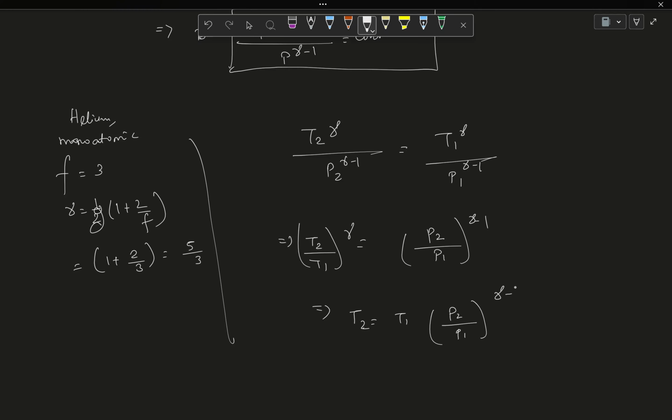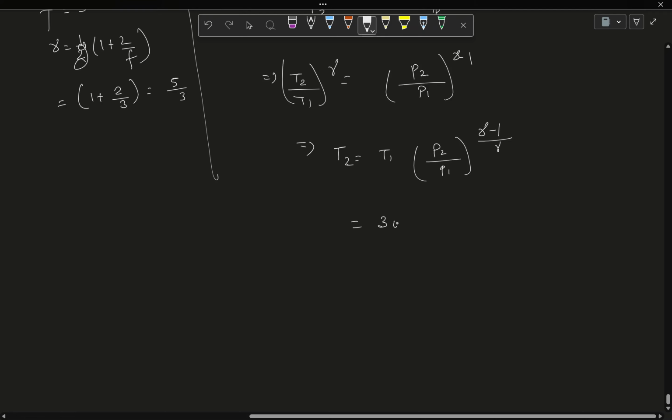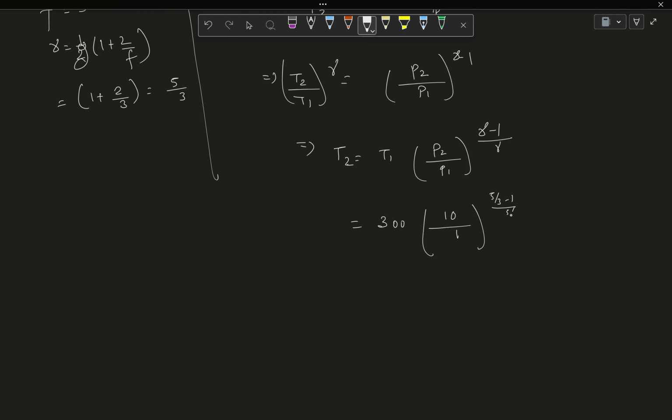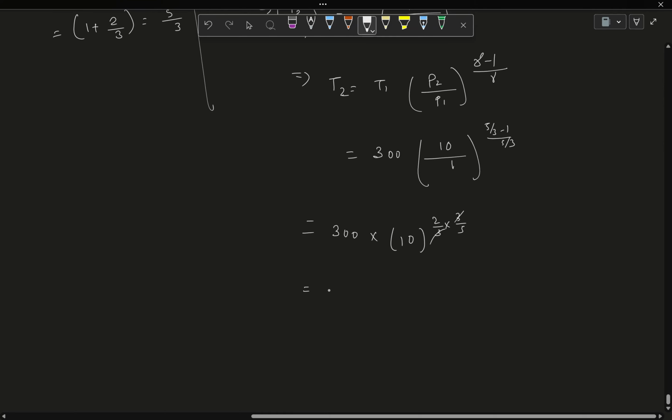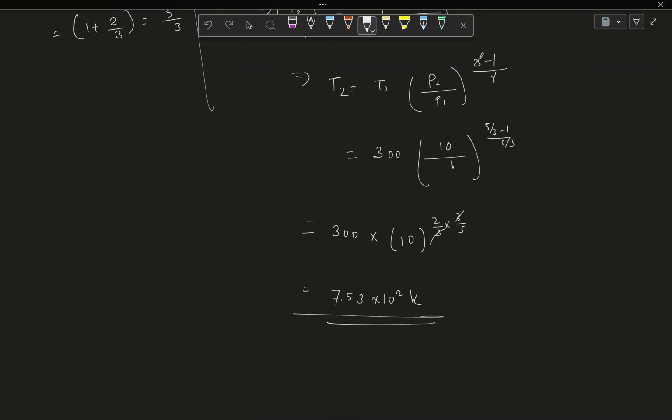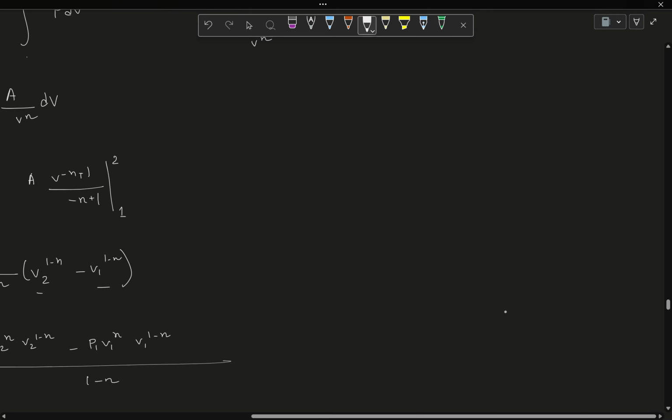So T1 is 300 as mentioned. P2, the final, is 10 atmosphere. Initial was 1 atmosphere. And gamma minus 1 by gamma is 5 by 3 minus 1 by 5 by 3, which gives 300 into 10 to the power 2 by 3 into 3 by 5, that is 10 to the power 2 by 5. You can calculate the whole thing. You will get a value of 7.53 into 10 squared Kelvin. So you can check your answer options, that this is option number D that we have calculated from here.